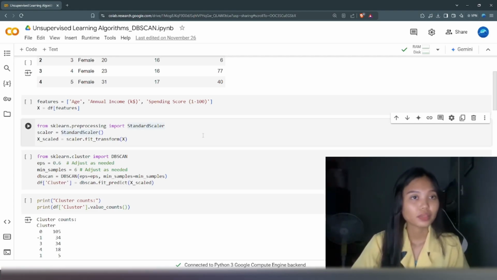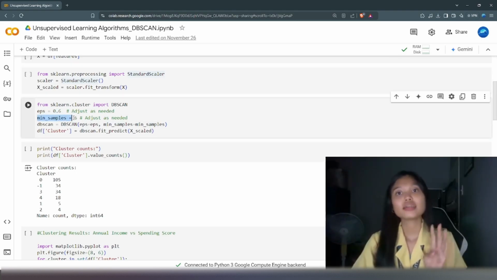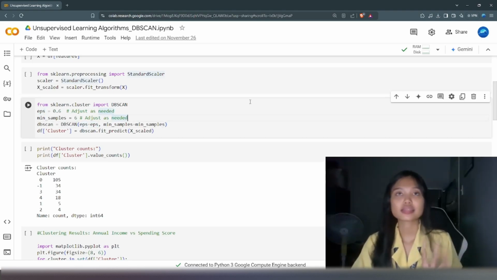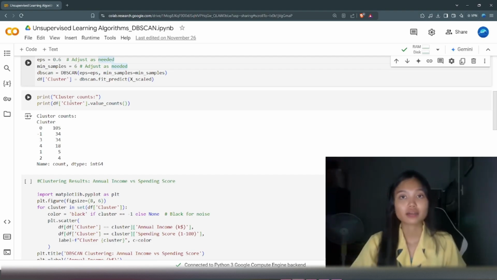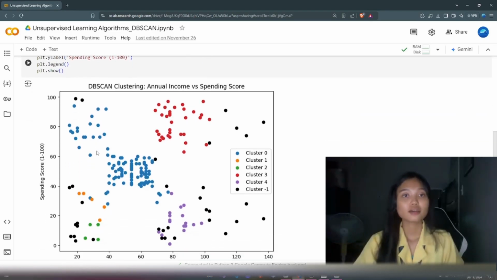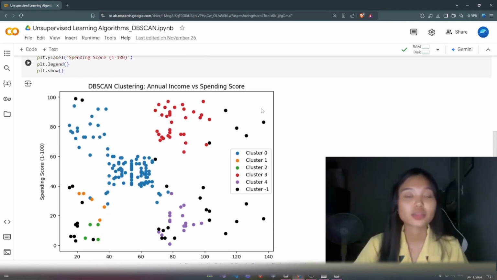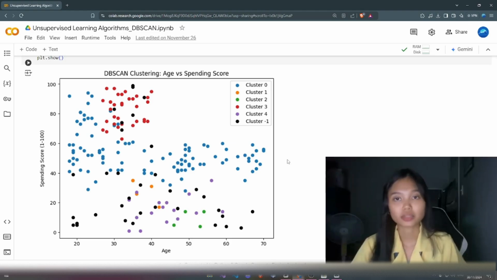Next, I applied DBSCAN here. I set EPS to 0.6 and minimum samples to 6. This means points within a small distance of 0.6 are grouped if there are at least 6 nearby points. The DBSCAN algorithm then labeled each point as part of a cluster or as noise, the negative one. Here I just printed the cluster counts, and the next step is the visualization. I created scatter plots for the visualization. Here is the annual income versus spending score, and here is the age versus the spending score.